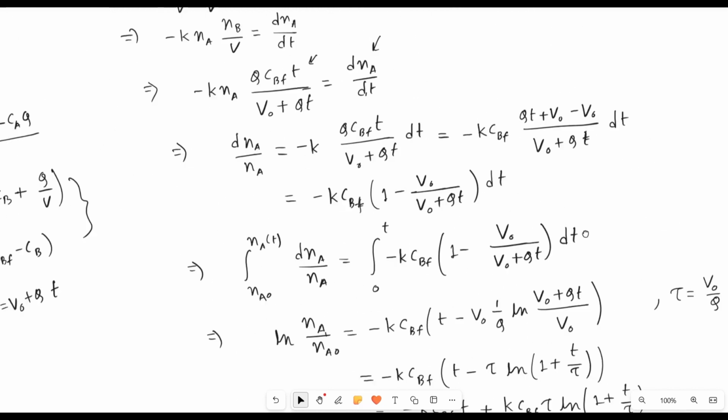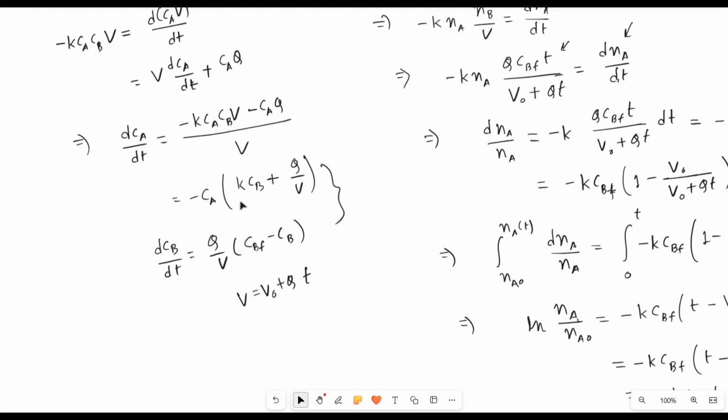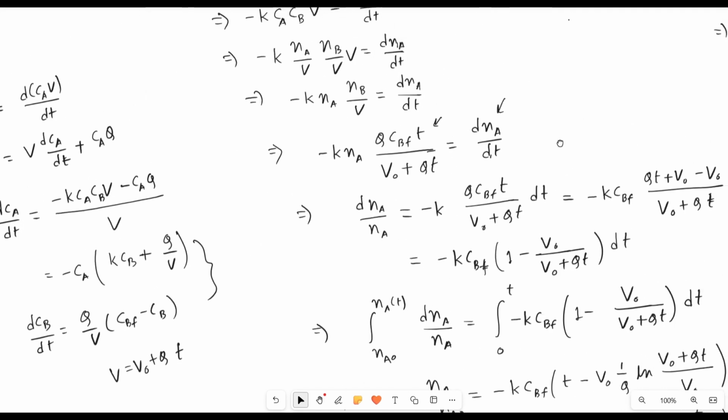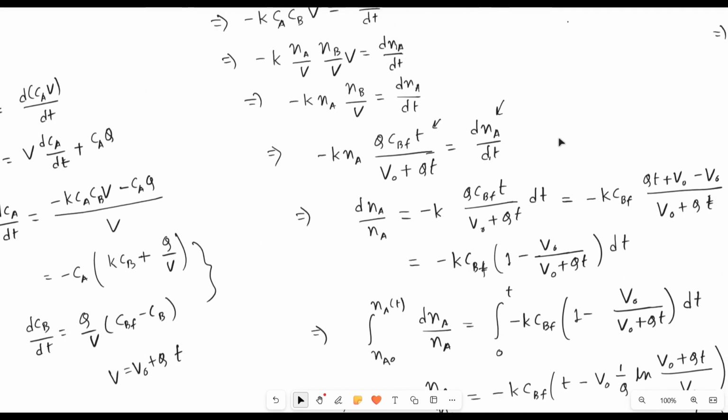The solution of this differential equation is solved in another YouTube video, which I will mention in the description. You can check how they have solved this coupled differential equation in Polymath. So this is how you should approach a problem in variable volume or in semi-batch reactors.